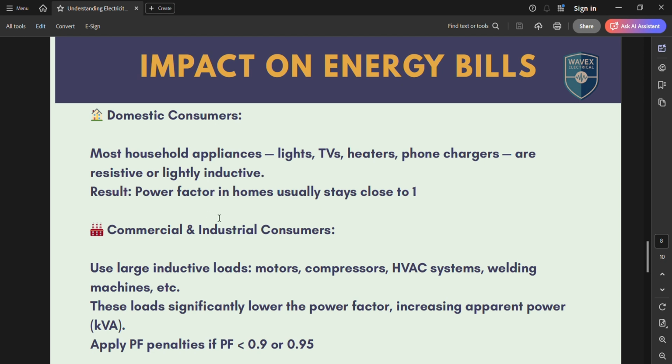But commercial and industrial consumers use large inductive loads like motors, compressors, HVAC systems, welding machines, etc. These loads significantly lower the power factor, which increases apparent power. So the power factor will be less because they use inductive loads. If the power factor is less, the system's efficiency will be less, there will be more energy consumption and more energy bills, and also there is a possibility of getting fined by the utility service provider.